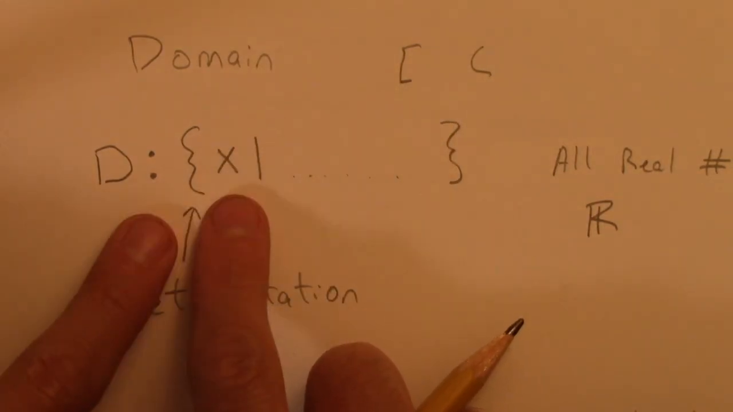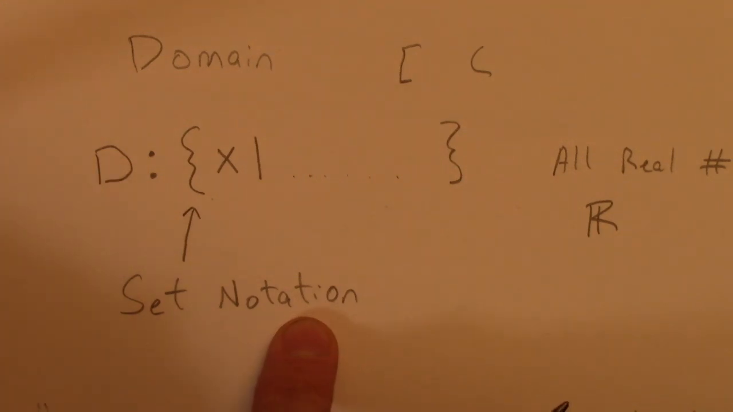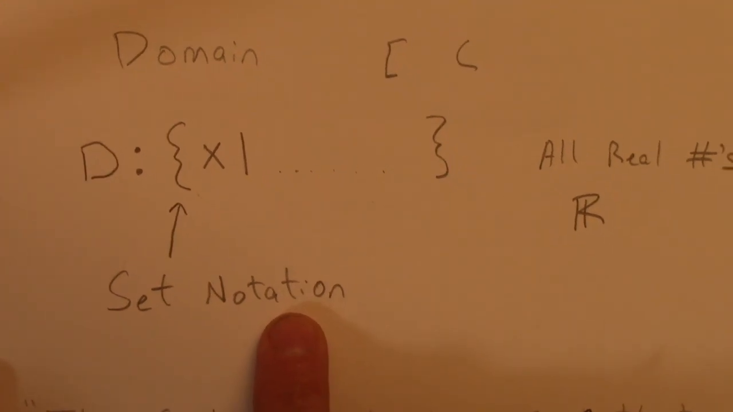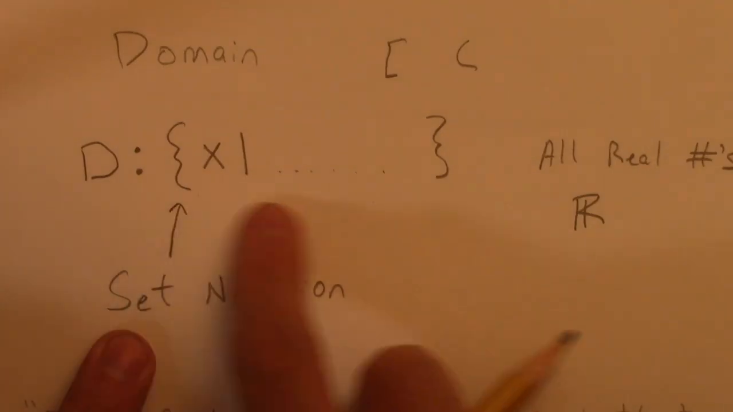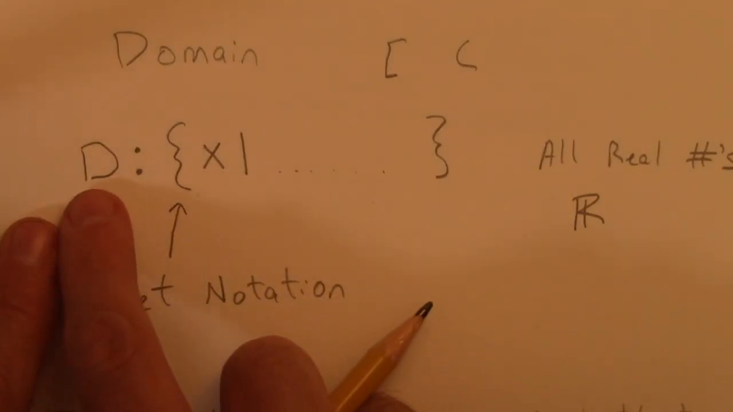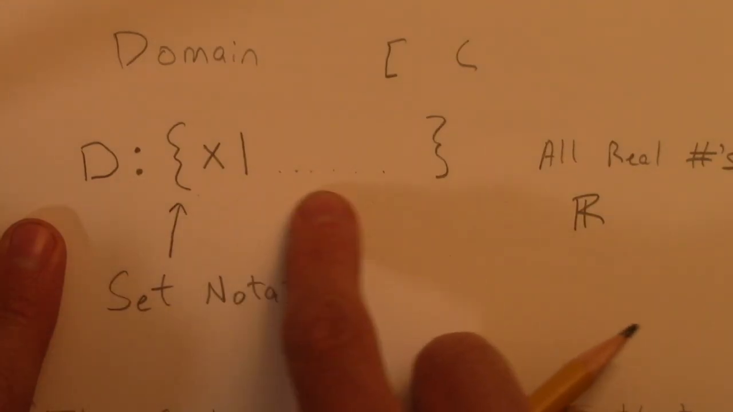Your book uses this set notation for domain when you're doing those practice problems, so it's important that you know it. So this is set notation. This is kind of the frame for it. It's always going to start off like this. I should see this every time for domain. Things that'll change will go right in here.